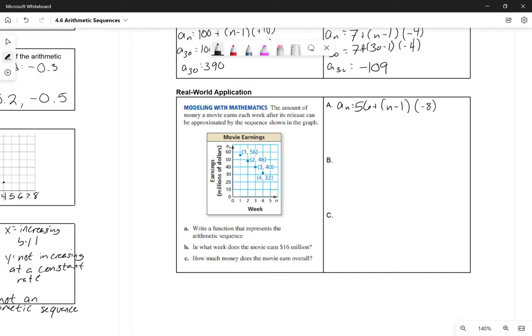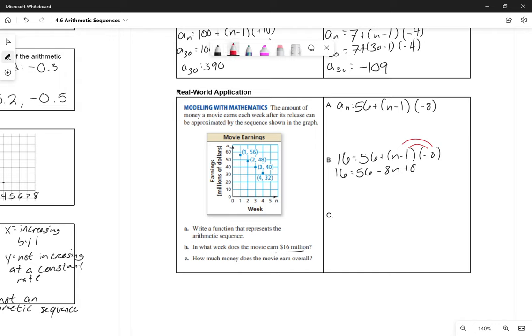Since weeks is our x-axis, it is also represented by n. Since we're looking for n, that means that we have earned 16 million, which is our a sub n. So that will be 16 equals 56 plus n minus 1, because we're solving for n, times -8. To solve this, we just distribute -8 to n and -1 quickly. So I'll get -8n plus 8.